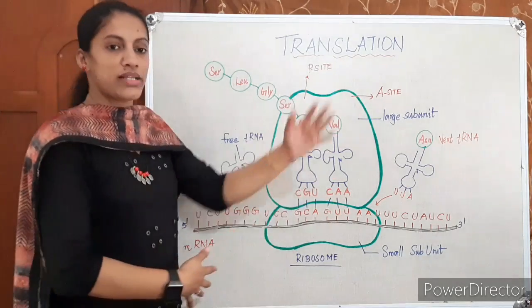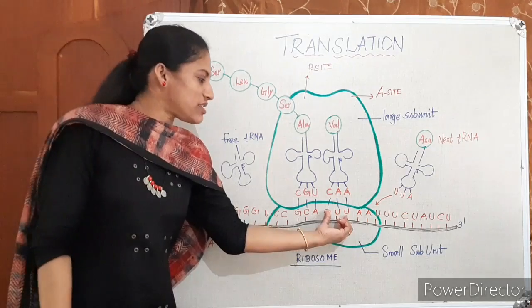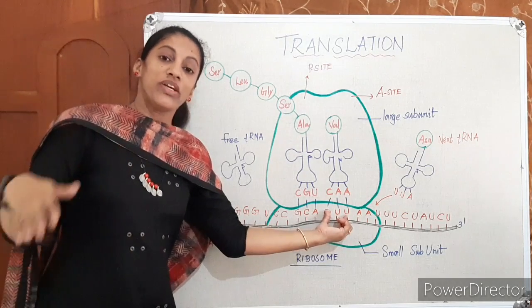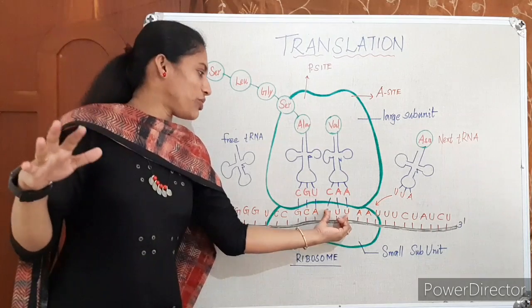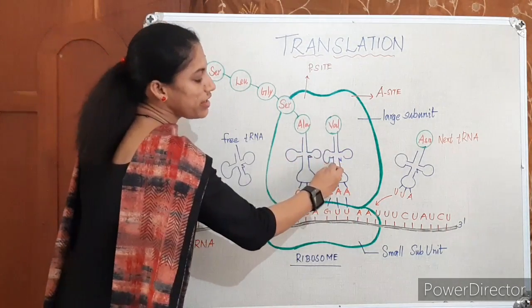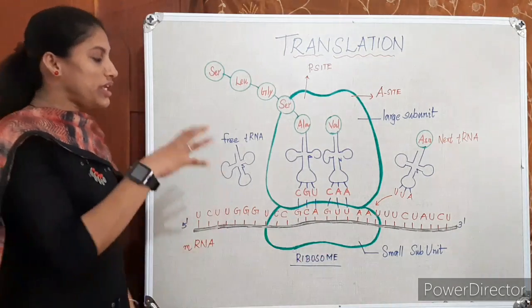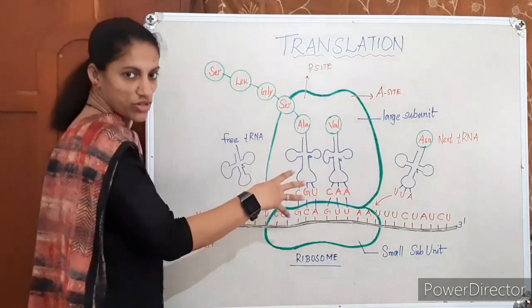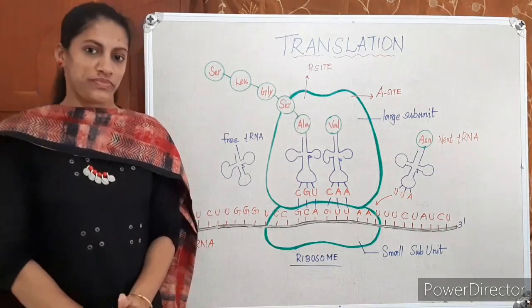It proceeds like that. Then when it comes to a UAG, or otherwise UAA, or otherwise the last one, UGA, any of the terminator codon triplets, when it reaches there, there is no tRNA for that terminator codon. Then the process stops. So that is initiation, elongation or translocation, and then the termination process.